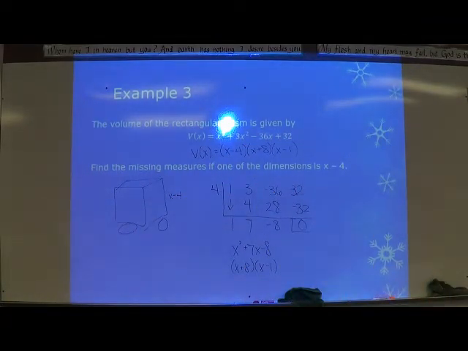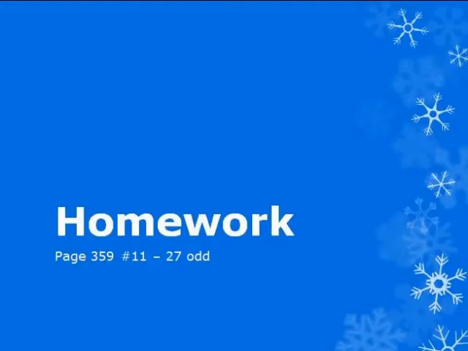And again, we're able to factor these things using synthetic division and factoring techniques. So your homework there is going to be page 359, numbers 11 through 27 odd. Again, most of that is just using synthetic substitution in different ways than we have before.